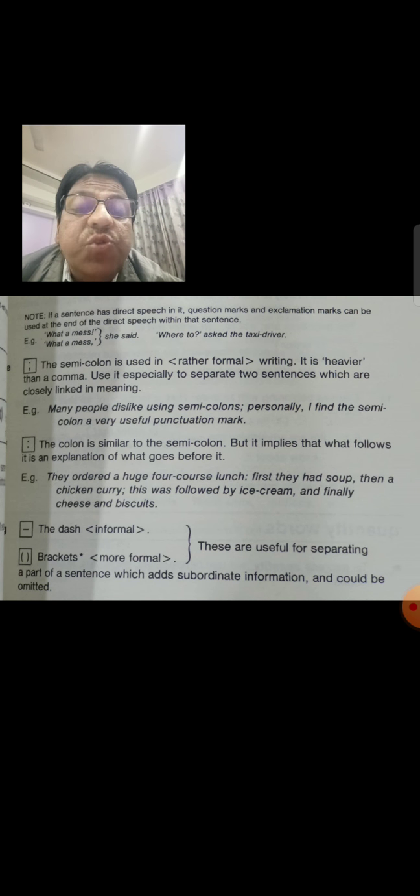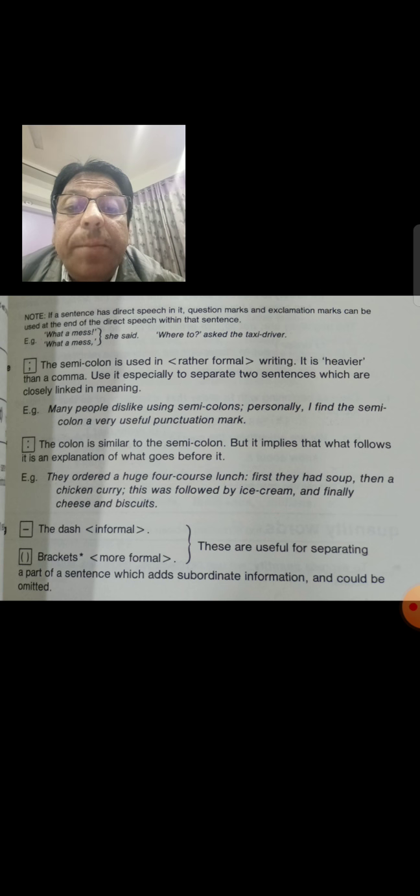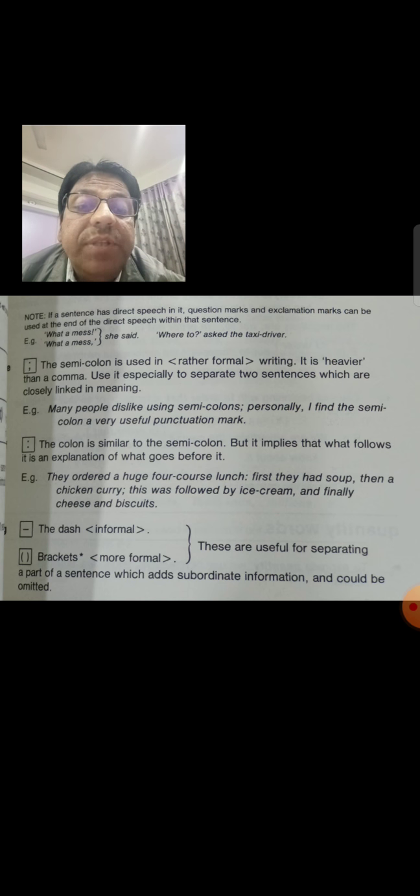Then the semicolon is used to mark off independent clauses. The example is: Many people dislike using a semicolon; personally, I find the semicolon a very useful punctuation mark. This is an example. So we put a semicolon after the word semicolon. Then the colon is similar to the semicolon, but it implies that what follows is an explanation of what goes before it. This we have already done, the colon.